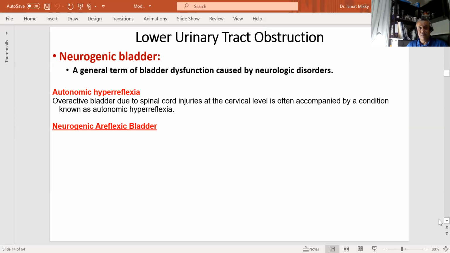And causes of this neurogenic flaccid bladder could result from trauma, tumors, congenital anomalies like spina bifida, or the meningomyelocele, which is one of the very common congenital anomalies like spina bifida and the meningomyelocele.